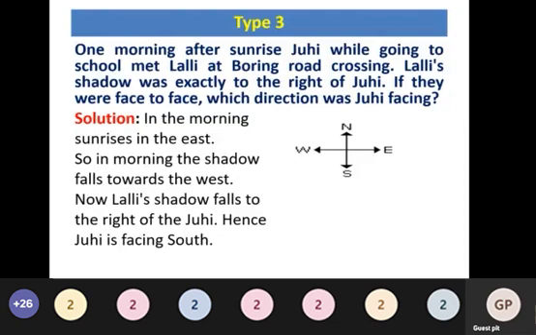In the morning, the sun rises in the east. So in the morning, the shadow falls towards the west, of course. It is very clear. Now Lali's shadow falls to the right of Juhi. Hence Juhi is facing south. So this is the answer. In the morning, the sun rises in the east, so the shadow falls towards the west. Now Lali's shadow falls to the right of Juhi. Hence Juhi is facing south.